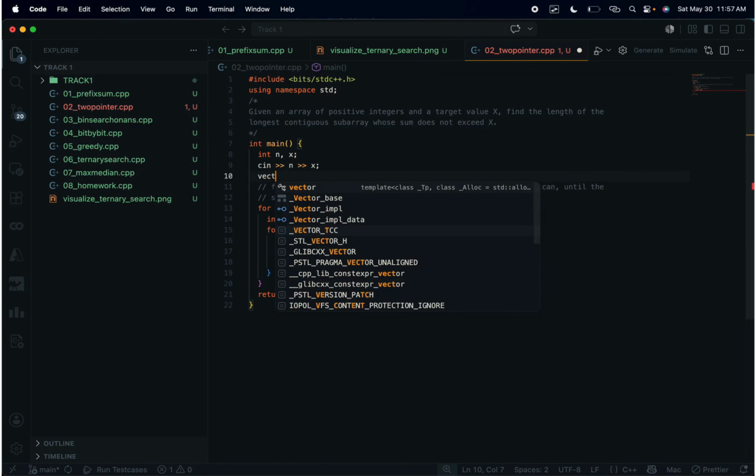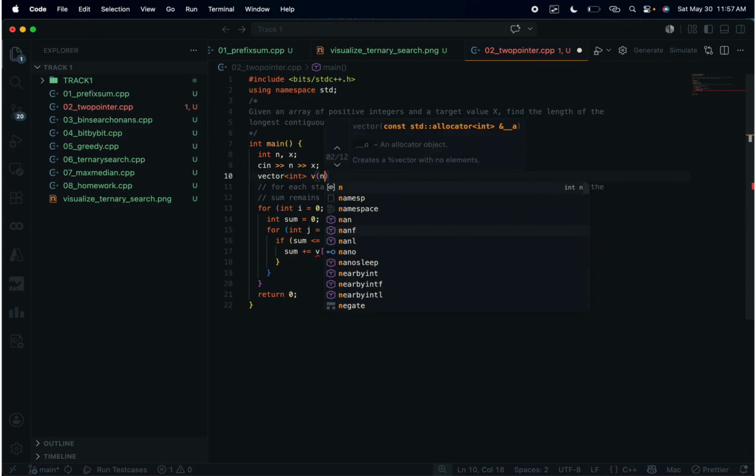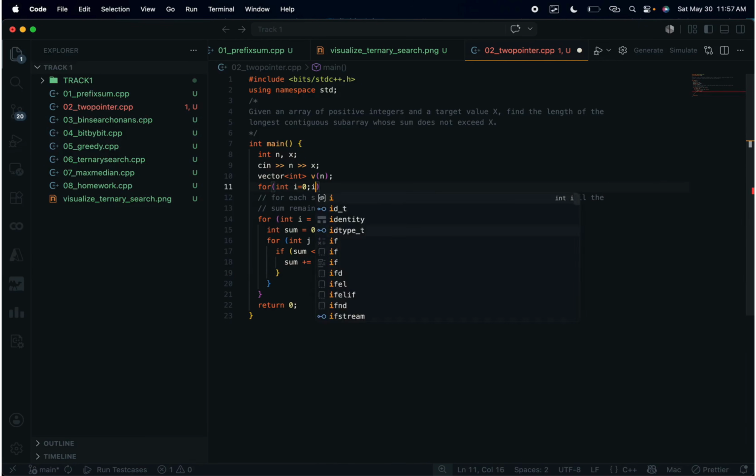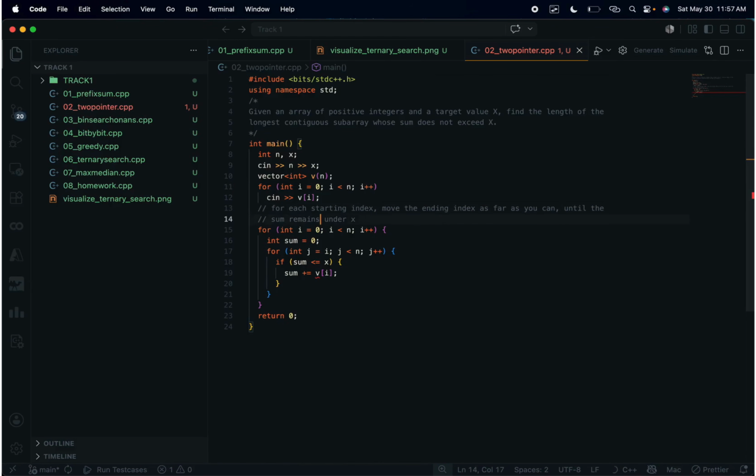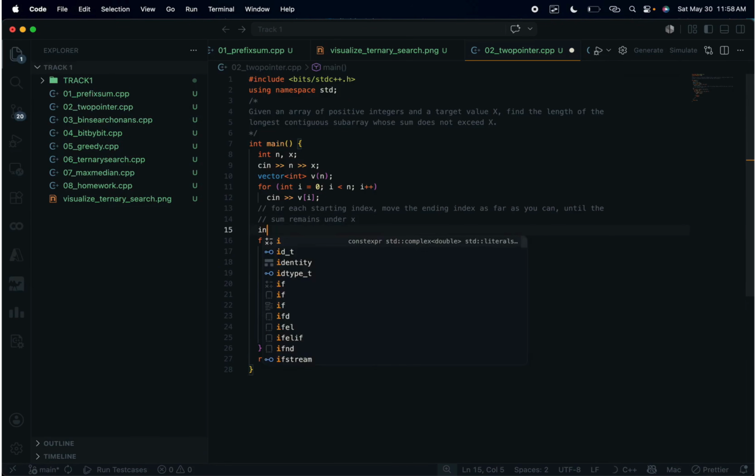Okay, we need to input our elements, vector v of n. If the sum is less than or equal to x, we can add v of I in our array, and if it is not, then just break out of this. We don't have to use this index any further. So if this is the case, then we have an okay answer.